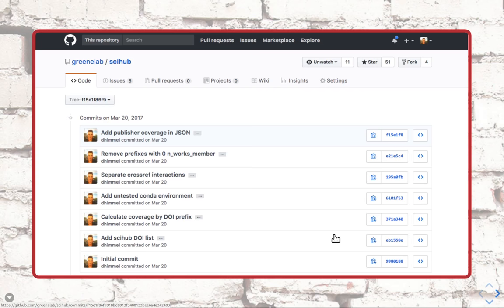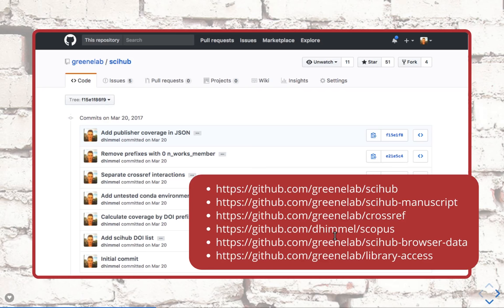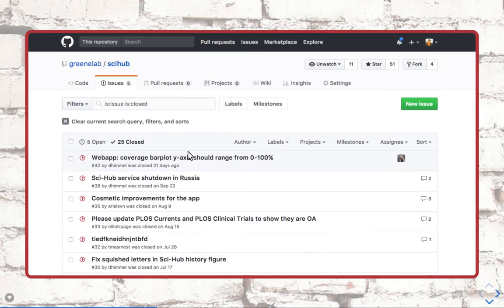What was cool about that is we could invite people, or people could find it, since there weren't many expert scholars at University of Pennsylvania on Sci-Hub. In fact, there are very few in the world. We could connect with a lot of them online. These are all the repositories we had for different aspects of the project, and we used a model where we would have issues to discuss the project.